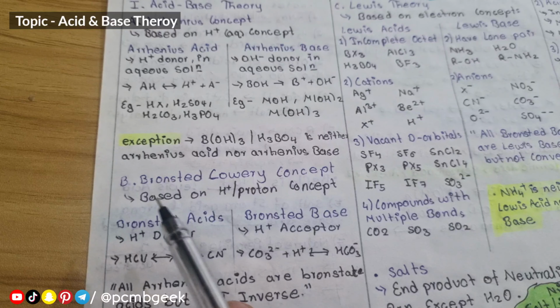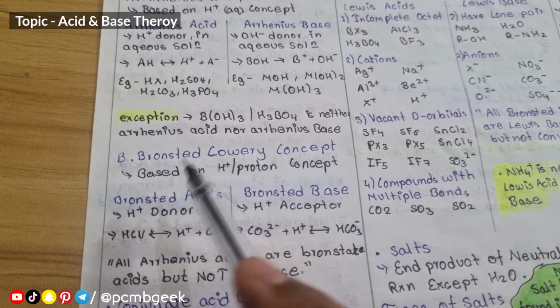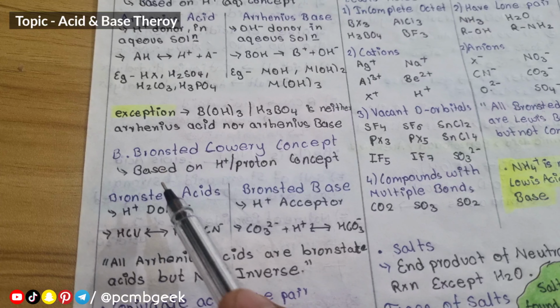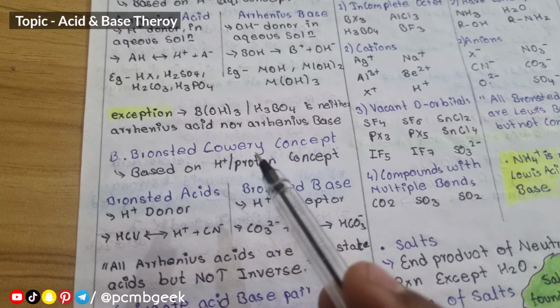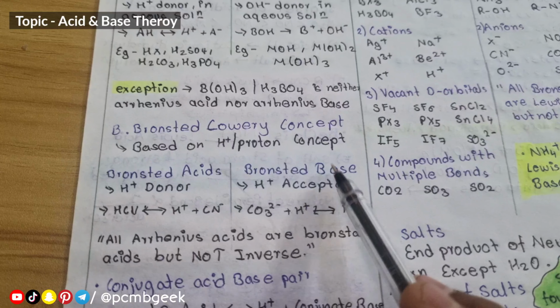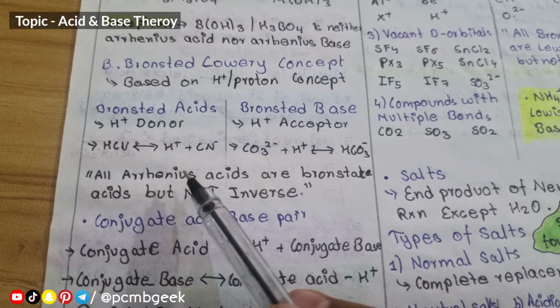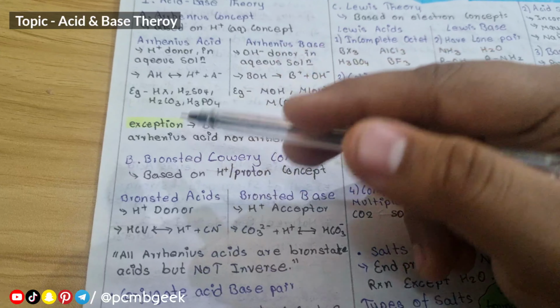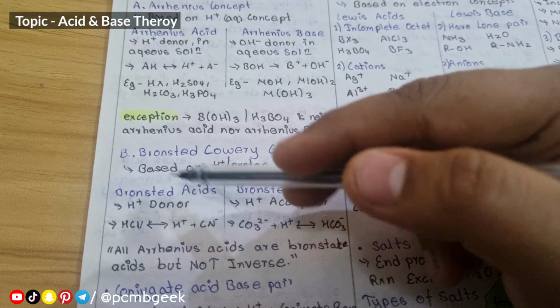Now, the second theory related to acid-base theory is the Bronsted-Lowry concept. It is based on the H plus ion or proton concept. Acids are H plus donors and Bronsted bases are H plus acceptors. All Arrhenius acids are Bronsted acids but not the inverse.